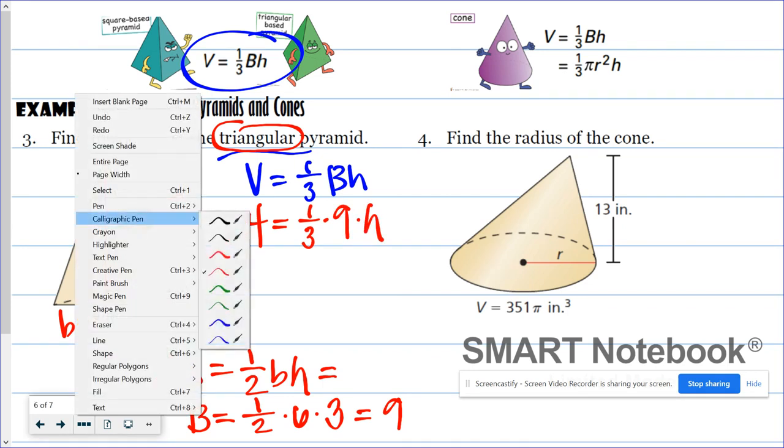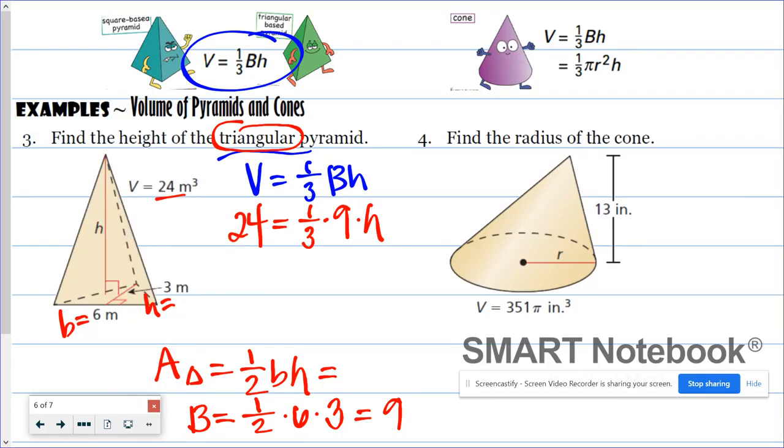Now I can do two things here. Well, one of two things. I can undo multiplication by 1/3, or I can actually combine 1/3 times 9. That choice is yours to make. I think it's really easy to go 1/3 times 9. 1/3 times 9 is simply 3. Divide both sides by 3, you get a height of 8 meters. Okay, so formula, substitution, solution. Perfect approach to these kind of problems where you're missing one of those inside variables.